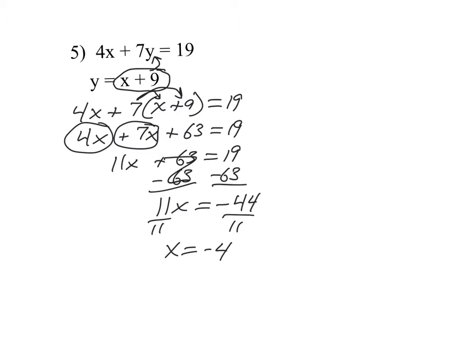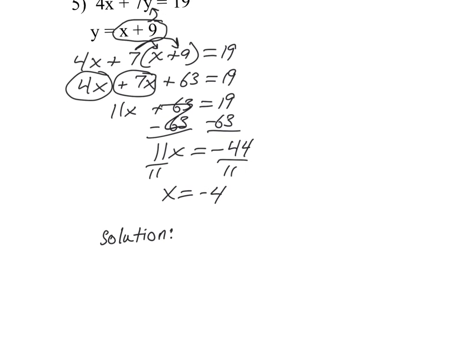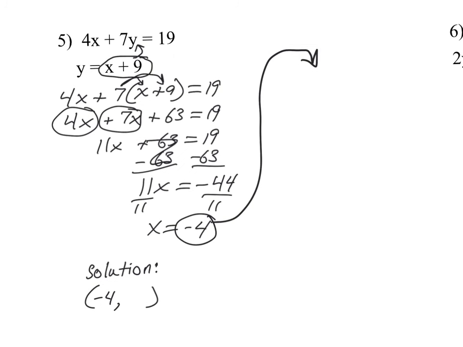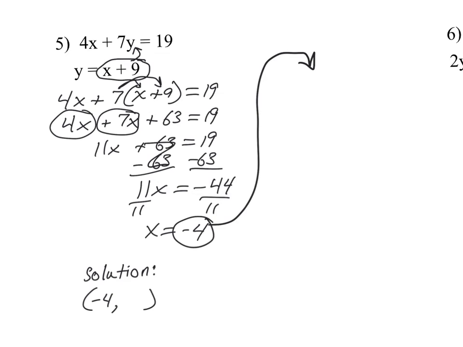I still don't know what y is. So in my solution, I can write the negative 4 in for x, but I don't know what y is yet. Take that, bring it back up, and plug it into one of the two equations. Again, it makes no difference which equation you plug it into, but personally, I just picked the easier one.